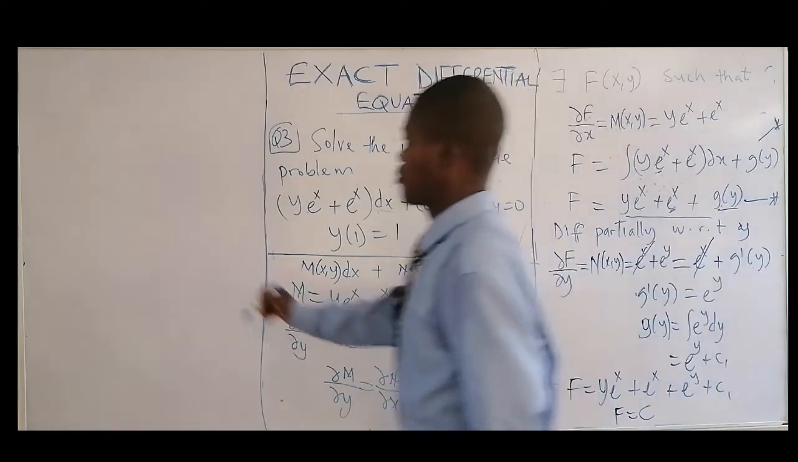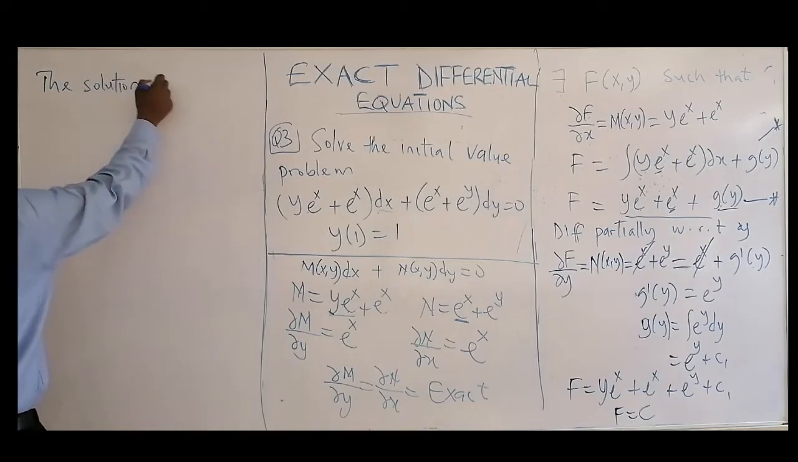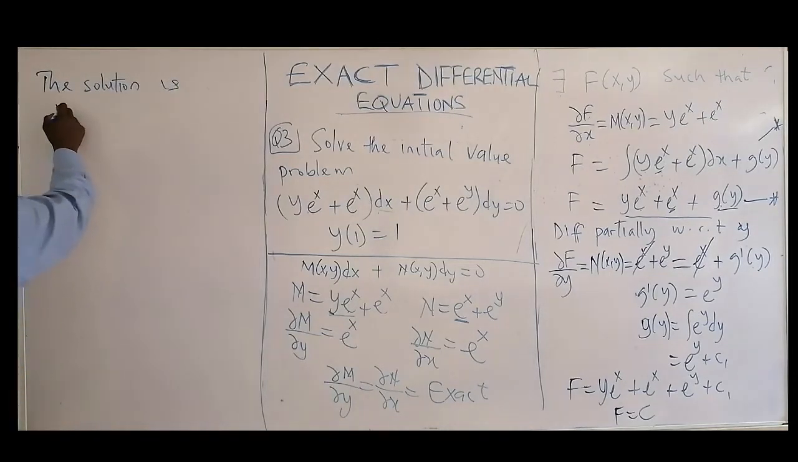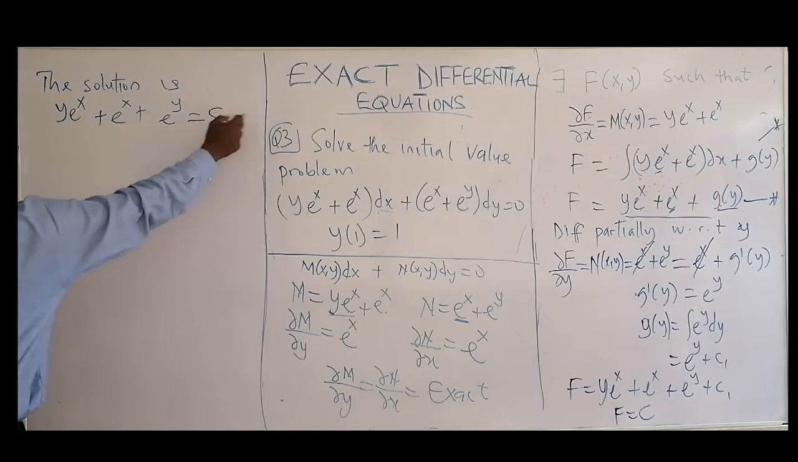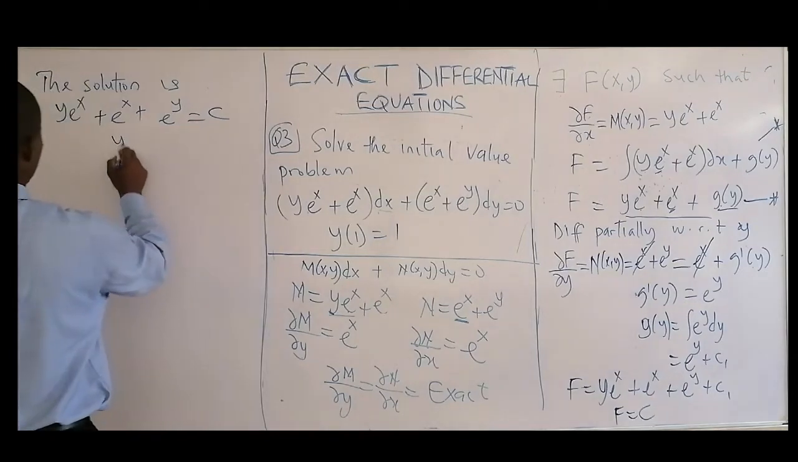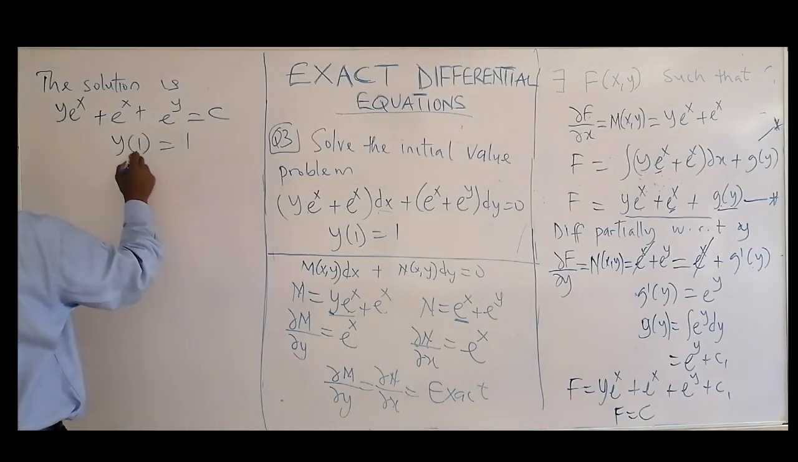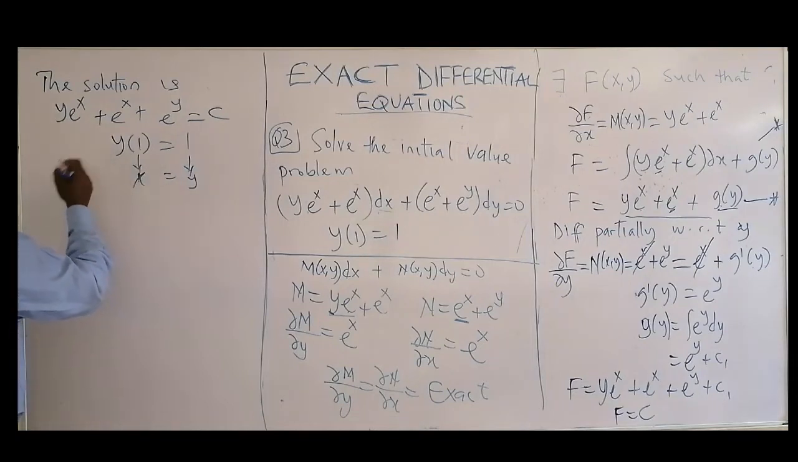So your solution will now become this plus this plus e^y equals c. Then we have some initial value conditions. There are some conditions here that when x is 1, y is also 1. Okay? When x is 1, y is 1. So just substitute that into this solution.